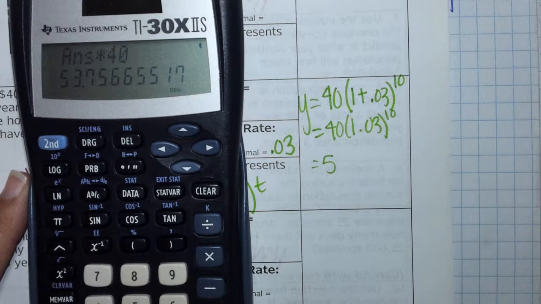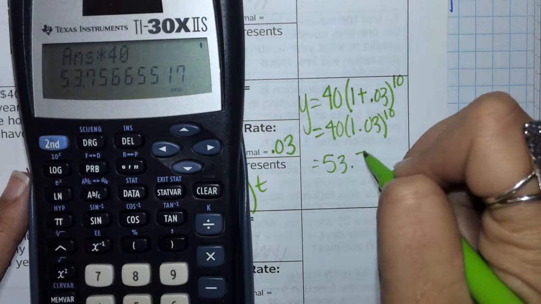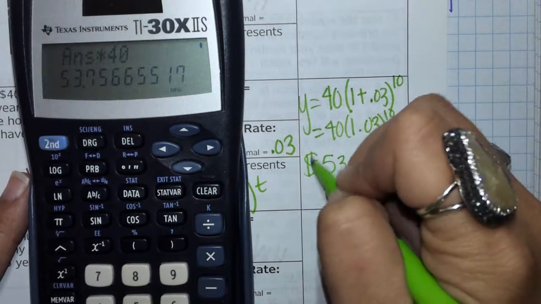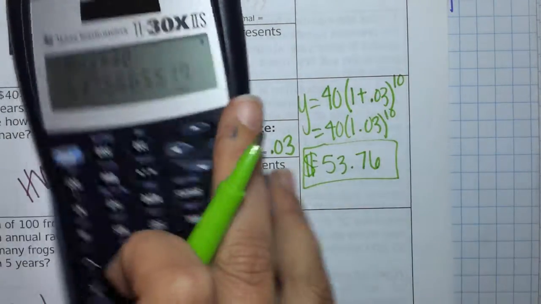Okay, now what do I round this to? Are you just guessing? 53.76. That's how many dollars?